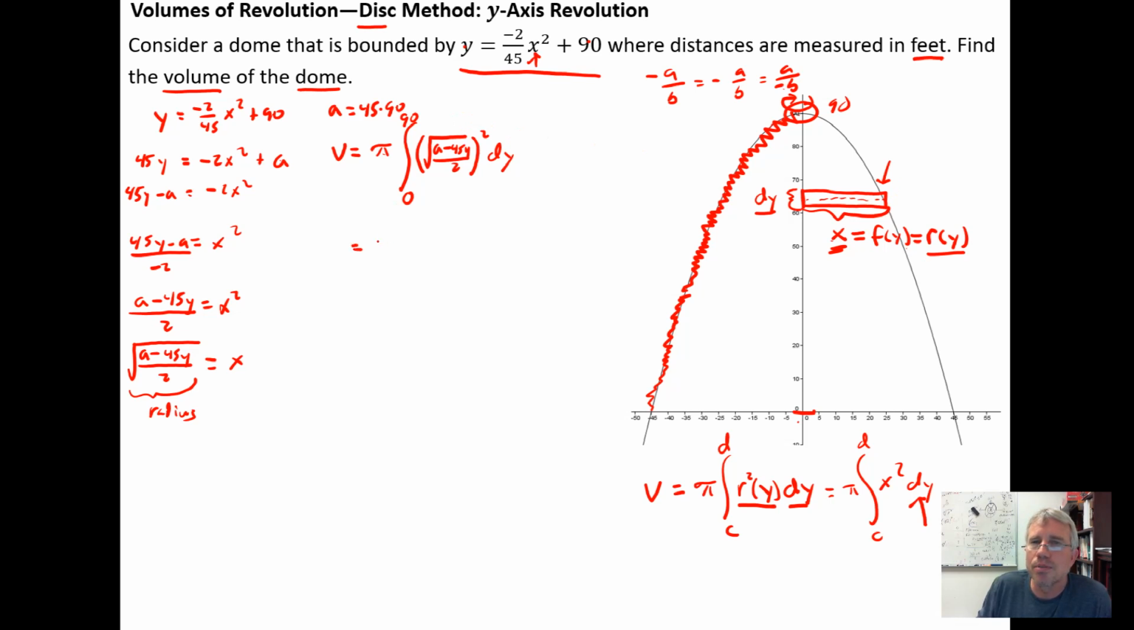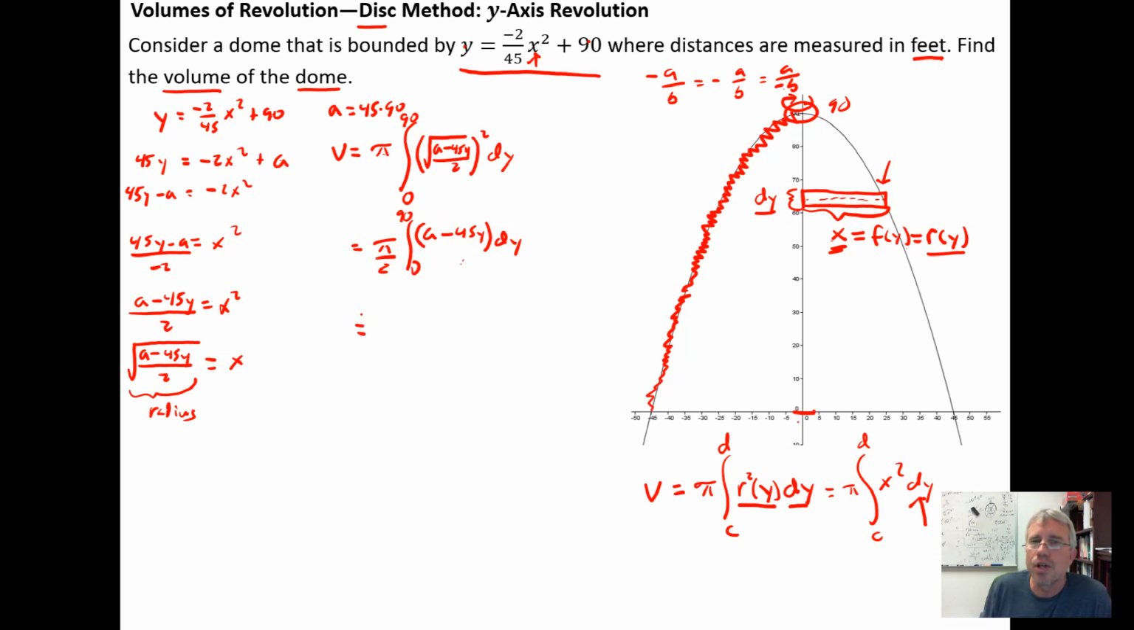So now we can start simplifying. I get pi times the integral from 0 to 90. We're squaring the square root, so we're going to wind up with a minus 45y over 2 dy. And then I want to recognize that the 2 in the denominator, because it's a constant, can be factored out. And then I'll lock this into parentheses so I don't violate the distributive law. And now I'm ready to integrate.